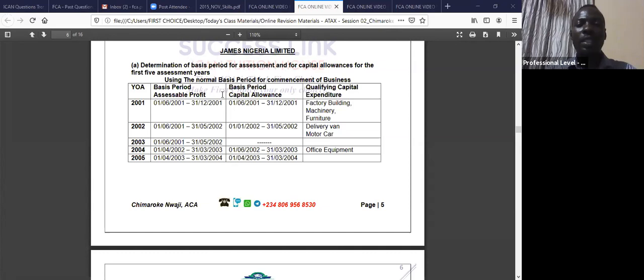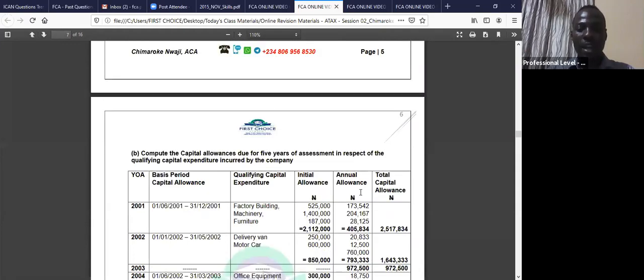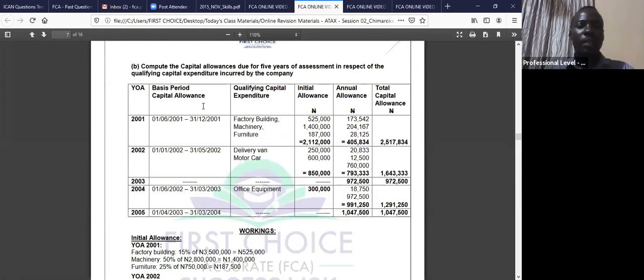So this is the thing. We're going to put this first column, year of assessment. We will jump here. We'll put basis period for capital allowance. We'll put qualifying expenditure. Then you will see another table for initial allowance, annual allowance, and total allowance. So that is exactly what you see here. So this is a copy and paste. These three columns are copy and paste, so I will not be talking much about them. I will concentrate on these three columns. How do we get the figures here?